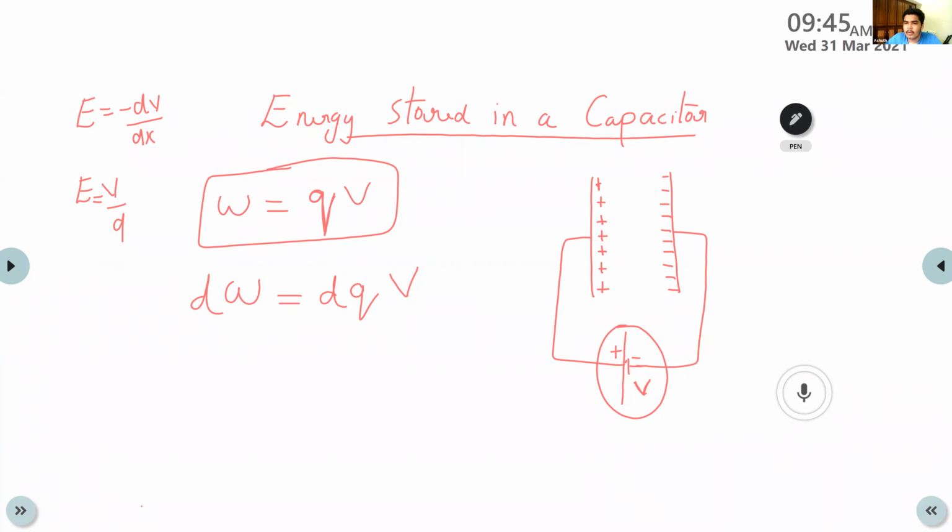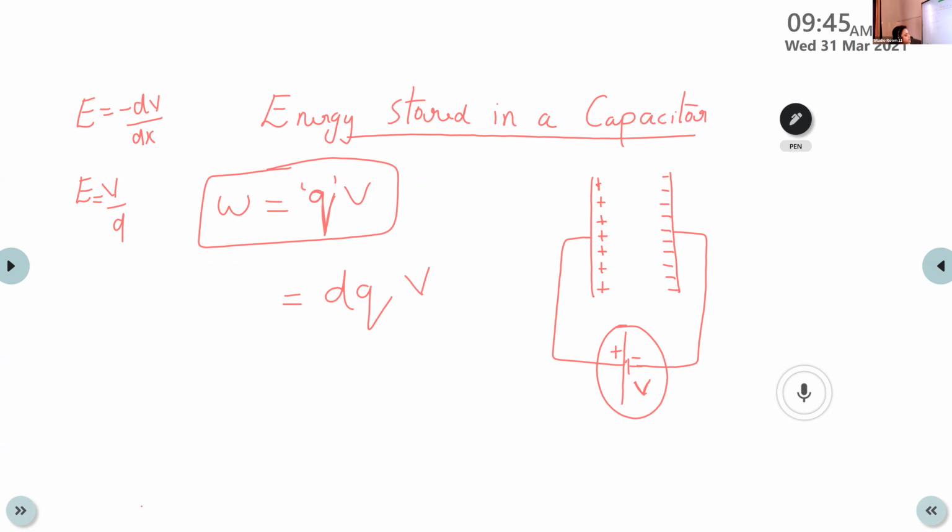Ma'am, up to W is equal to QV, I understood. Ma'am, after that, can you explain? Yes, we get W is equal to QV. But in the very beginning of this derivation, we discussed that inside any electrical device, when we are charging, the charges do not enter the device quickly. Small charges enter. So instead of this entire charge Q, we change it into a small charge, represented by dq. So dq into V.